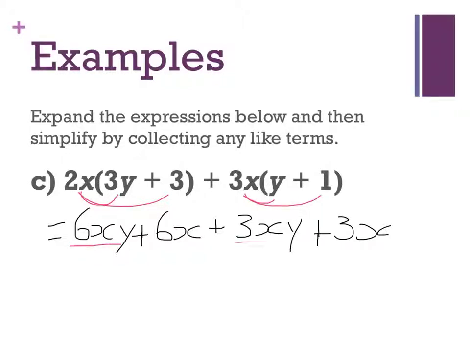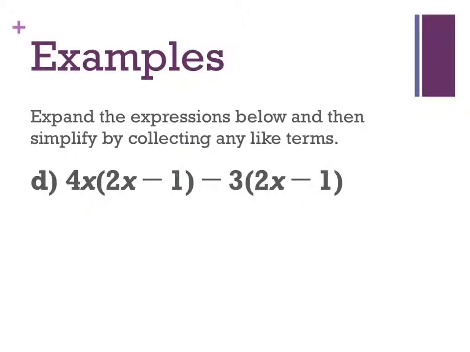6xy and 3xy are one group of like terms. 6x and 3x are another group of like terms, okay? They can't be combined. 6x can't be combined with 6xy. They are different like terms, okay? So 6xy plus 3xy can be simplified to 9xy. 6x plus 3x, 9x. It's as simple as that, guys. It's not too tricky. It's just expanding first, and then combining my like terms.